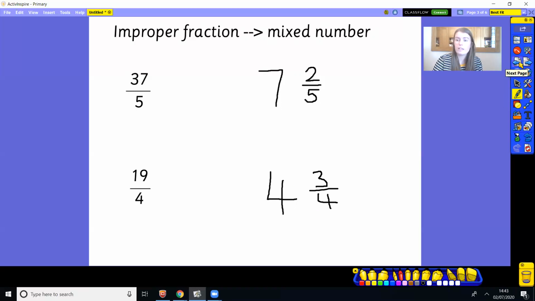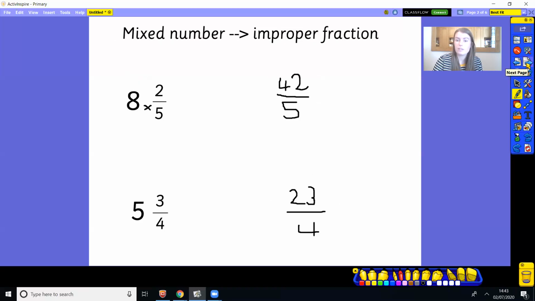Okay, on Wednesday you're going to need these 2 pages, but you're just going to be ordering them instead. So you'll need to make all of your numbers into improper fractions and then order them.